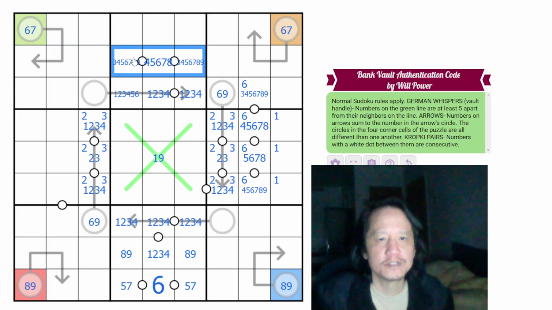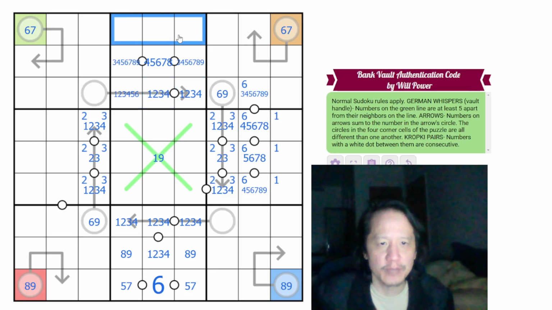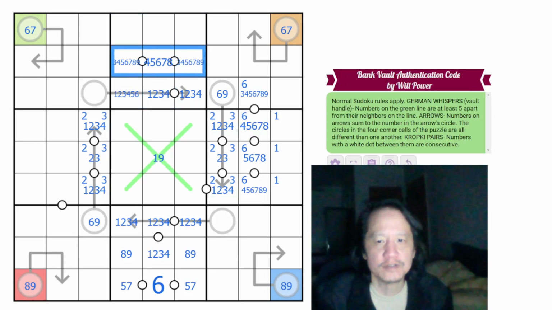Therefore, where is the 7 in row box 2? It cannot be any of these cells. It can't be here, so it must be one of these 3 cells. So then this has to be either 5, 6, 7, 6, 7, 8, or 7, 8, 9. So there cannot be a 3 here. There cannot be a 4 here.